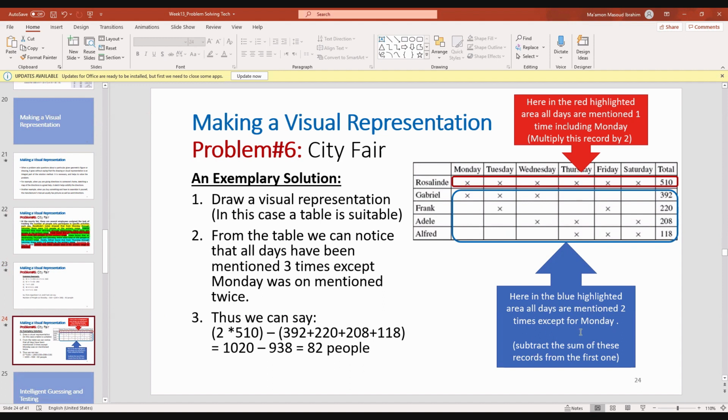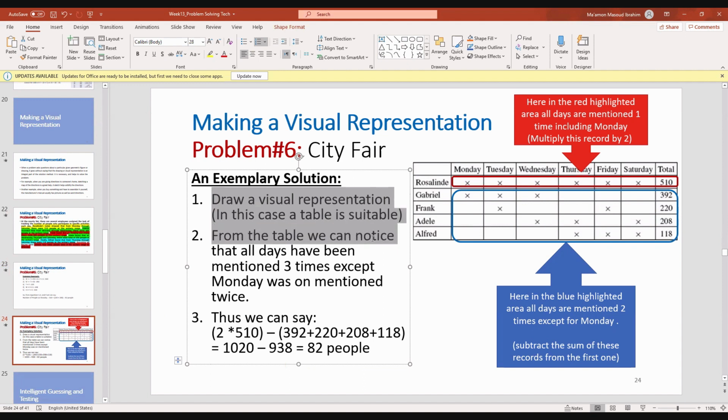As you can see here, this will help you to find the value. So sometimes drawing a visual representation helps us to find the solution. This is the third technique.